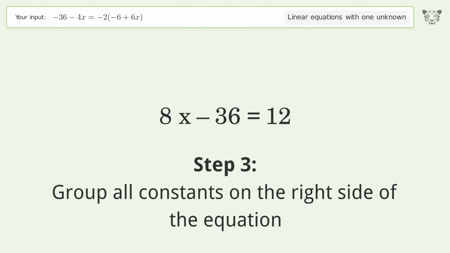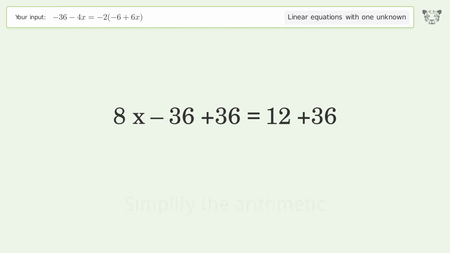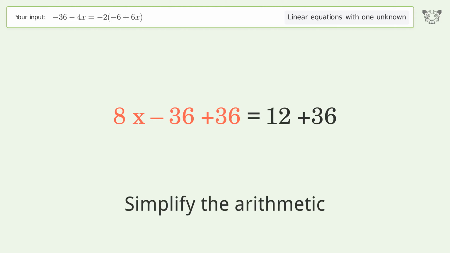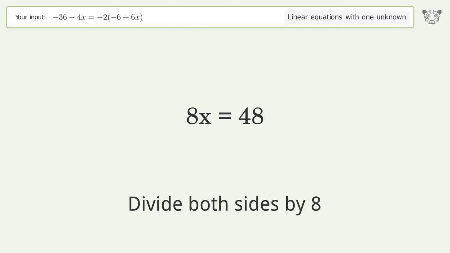Group all constants on the right side of the equation. Add 36 to both sides. Simplify the arithmetic. Isolate the x. Divide both sides by 8.